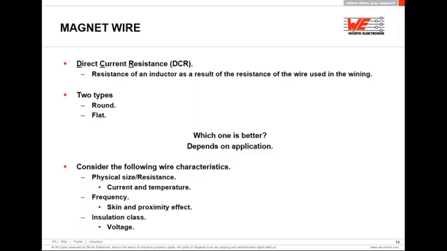There are also a couple of wire characteristics that are going to define the inductor's behavior. This would be the physical size related to the resistance, which affects the current and temperature. The frequency, which is going to produce a skin and proximity effect. And the insulation class, which relates to the voltage.